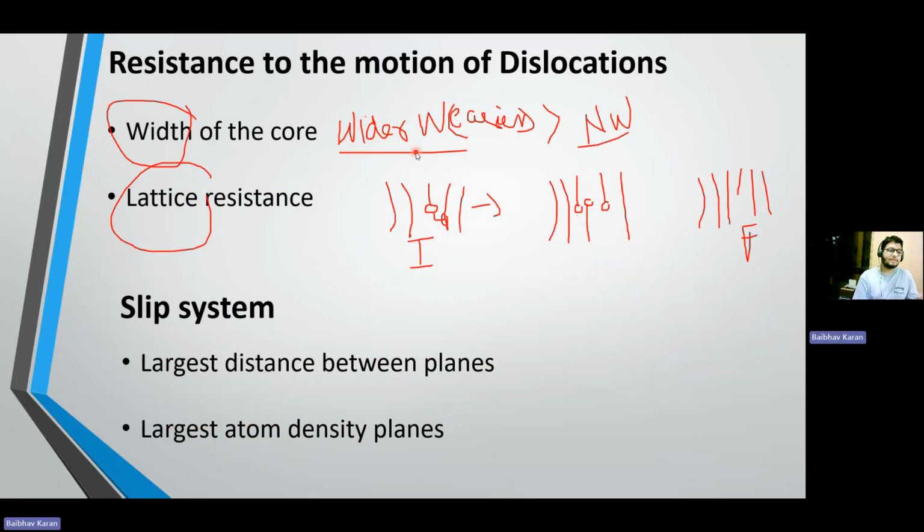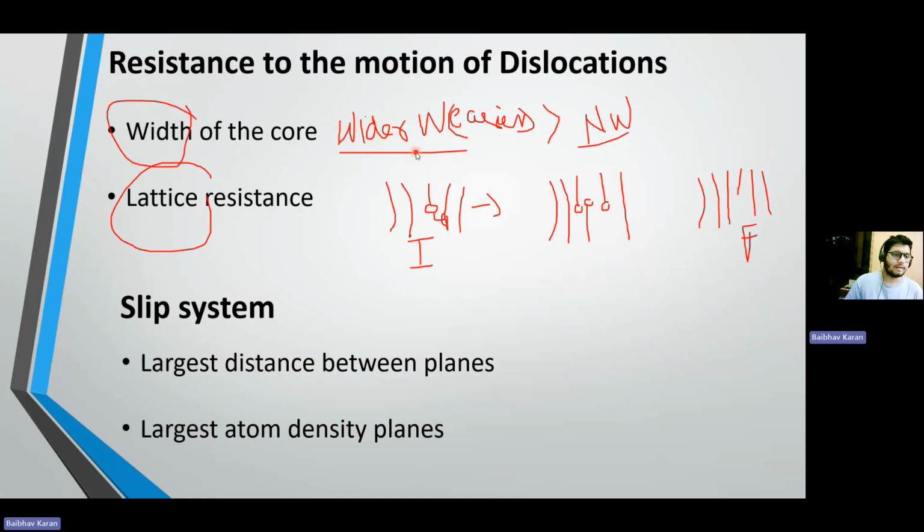That means a slip system should have a larger distance between the planes, so that the width of the core is wider. And the lattice resistance should be minimum, so P should be less and B is less. That means the largest atomic density plane is the plane with B less.